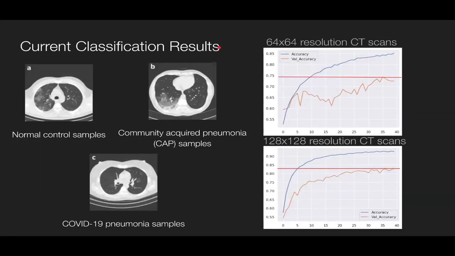So here are some of our preliminary results, and the main takeaway from this is that the 64 by 64 resolution CT scans top out at about 75% accuracy. We were struggling to get anything above that, and that's validation accuracy. Whereas with 128 by 128, we're able to get considerably higher accuracies of around 85%, and we actually have some better runs than this. We just didn't have the chart saved, unfortunately.